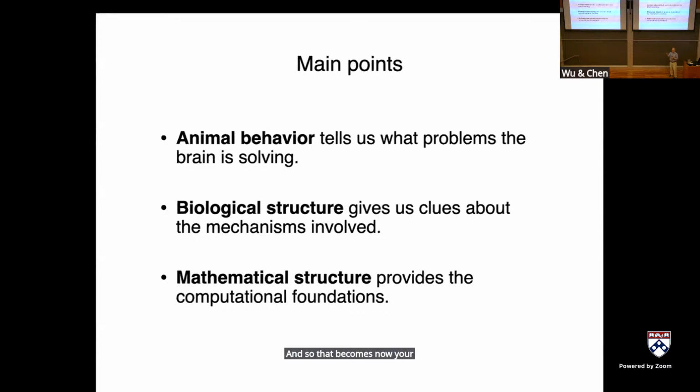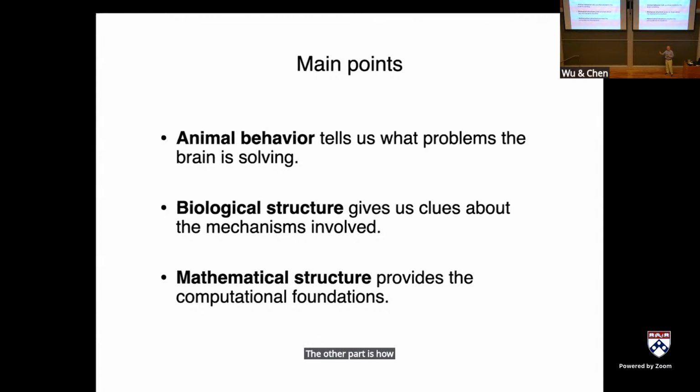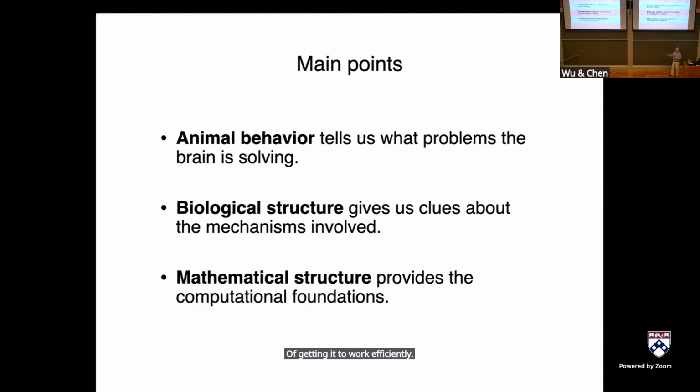And yes, now that we have a working model, and that was a big part of it, it's not just saying this residue number system is halfway there. The other part is how do you actually engineer that to get it to work robustly? So how do I actually form these representations neuronally? What are the computational operations I have to do? Well, these multiplicative interactions are a huge part of getting it to work efficiently. Representing things with phasors seems to be very important. It begs the question now, how does the brain represent phasors? We have some potential answers to that.